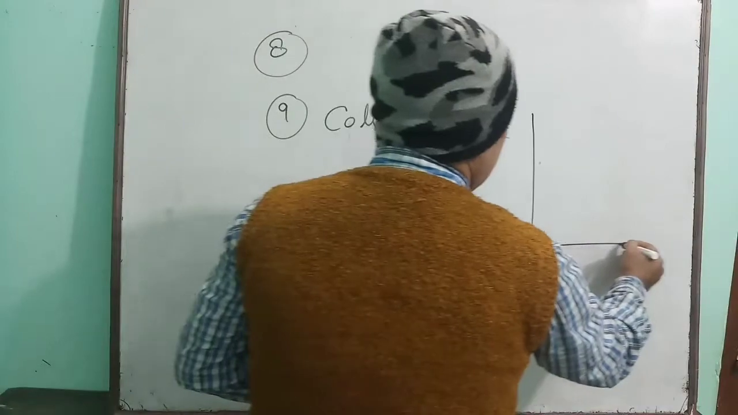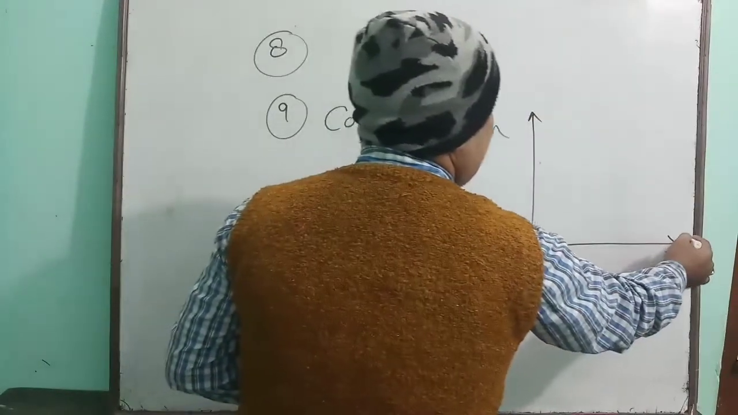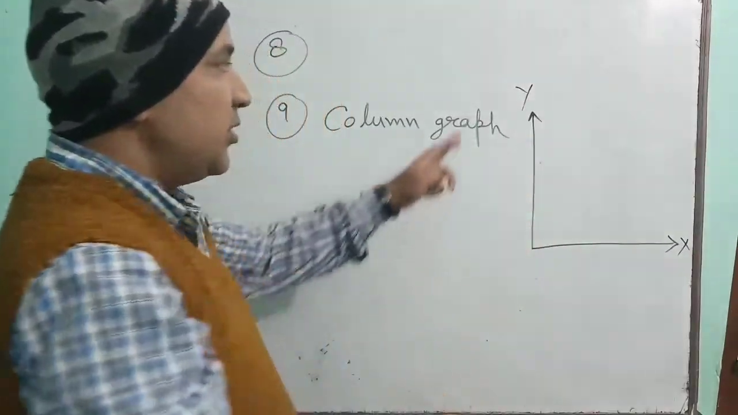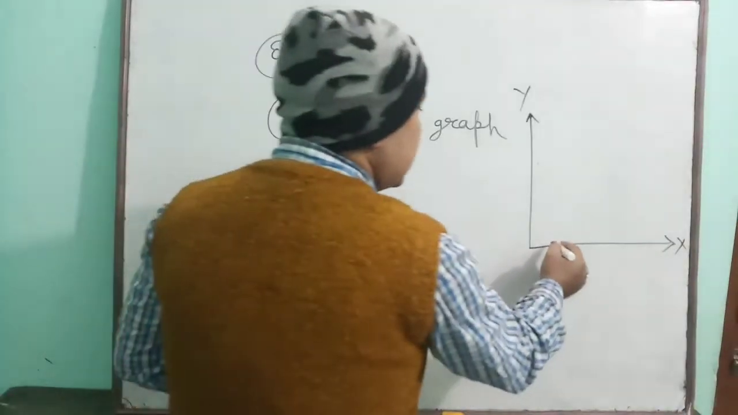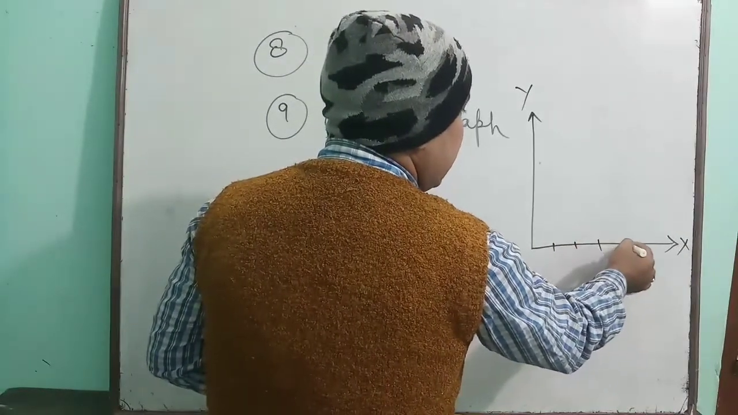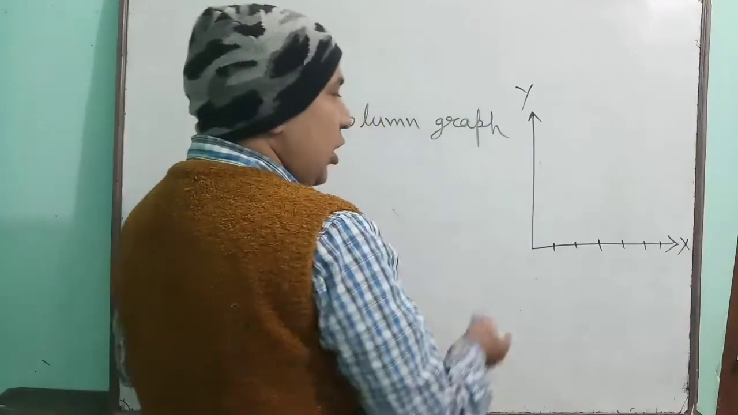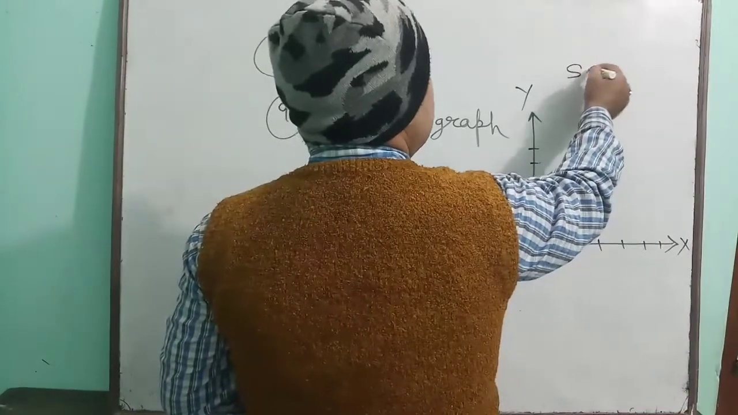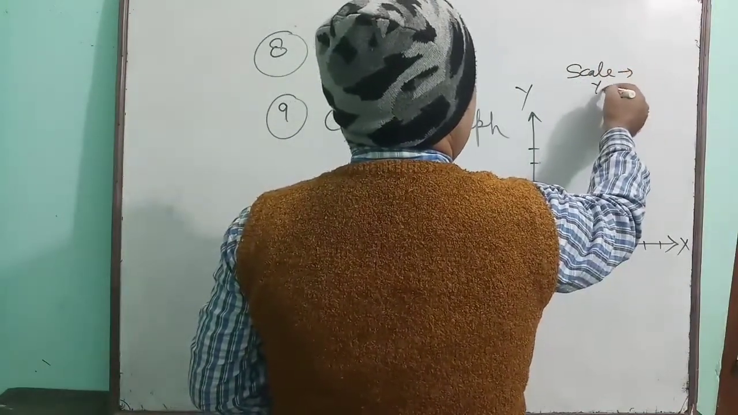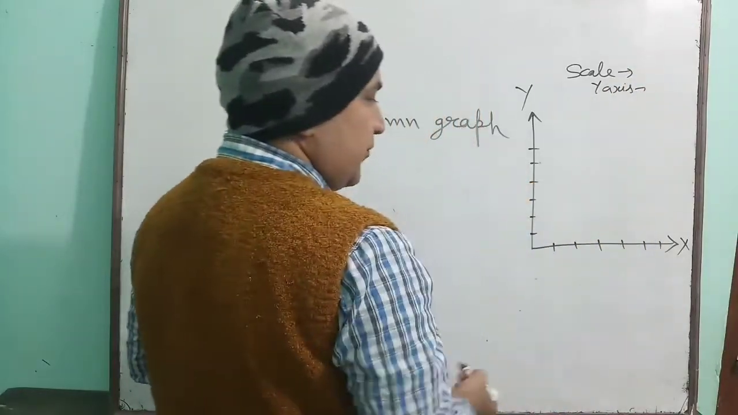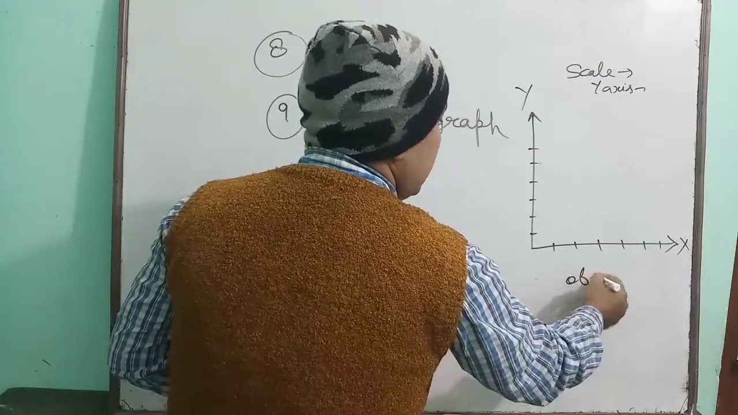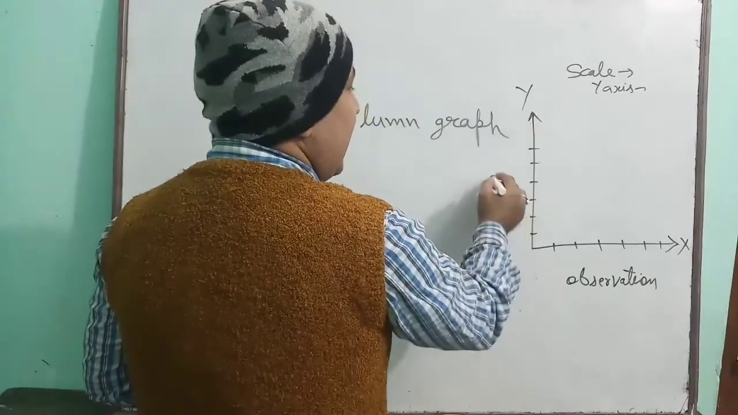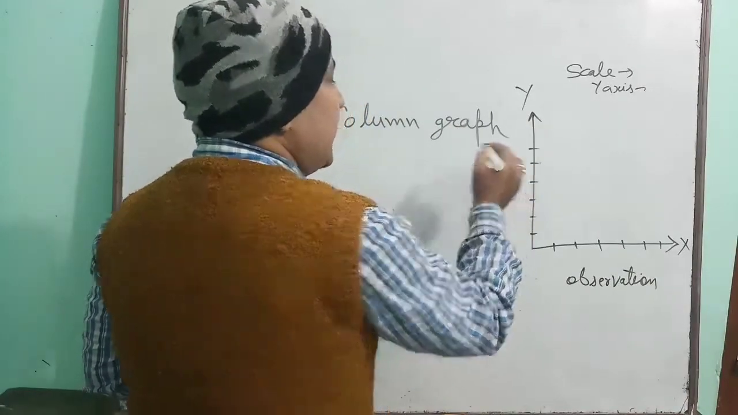In the graph paper, you will draw one horizontal line which will be called the x-axis, and one vertical line which will be called the y-axis. On the x-axis, you will see in the graph paper there are small boxes. On the y-axis also there are small boxes. So first you will suppose the scale for the y-axis. On the x-axis you will denote the observation, and on the y-axis you will denote the frequency.